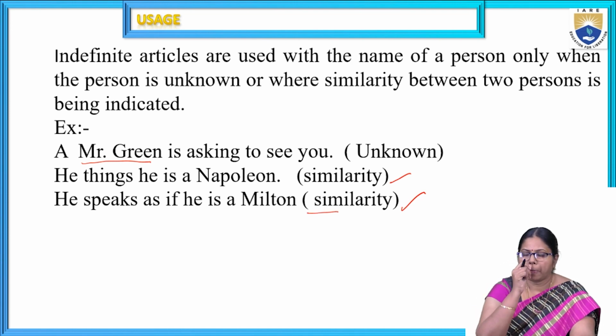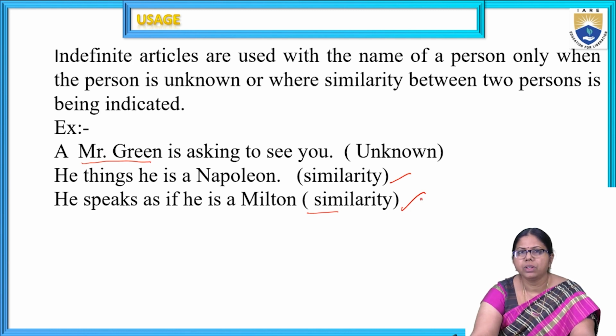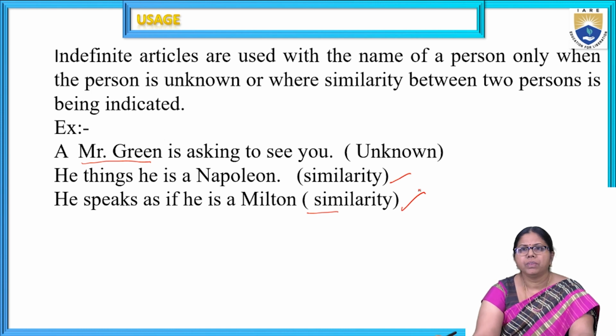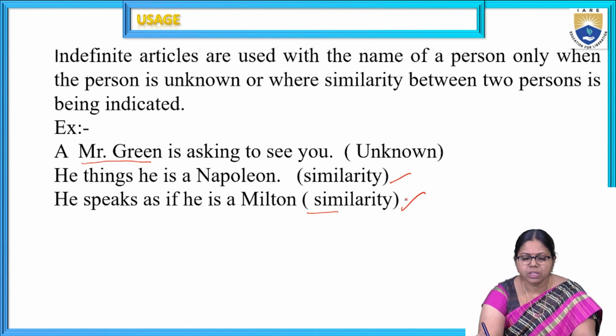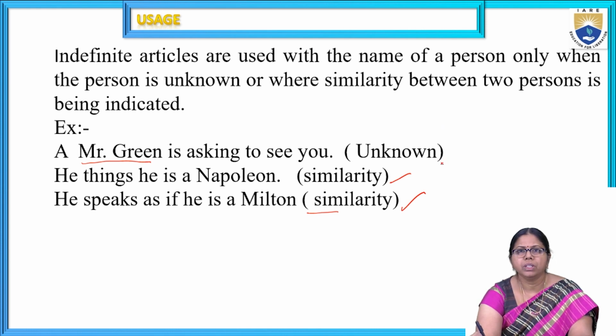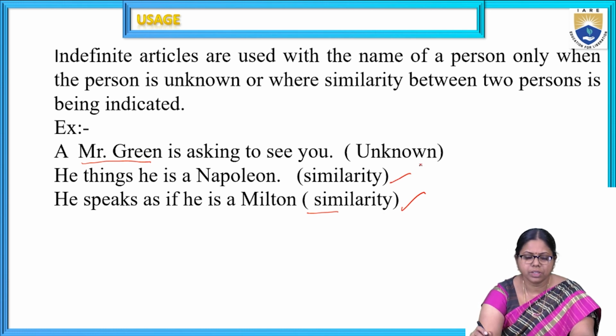So if any person is good at running, many times we compare her to PT Usha. She runs like a PT Usha. So we are comparing someone with a great personality. When we are comparing two people, we can use the indefinite articles. So first, when a person is unknown, we can use the articles, and when we are comparing the qualities of any person with another person, we can use indefinite articles, like discussed in the example.